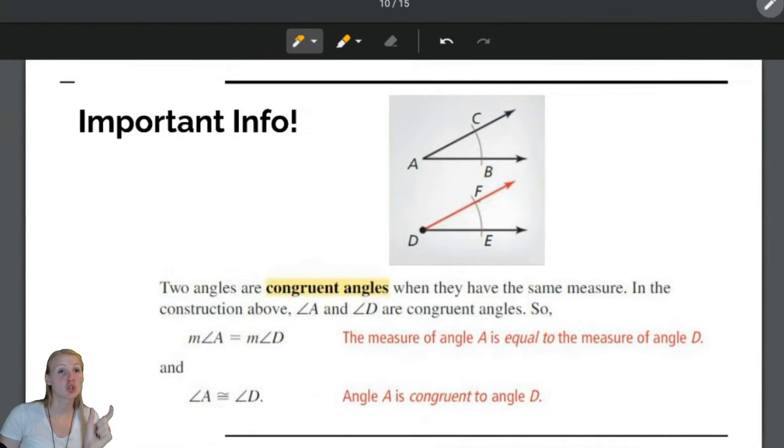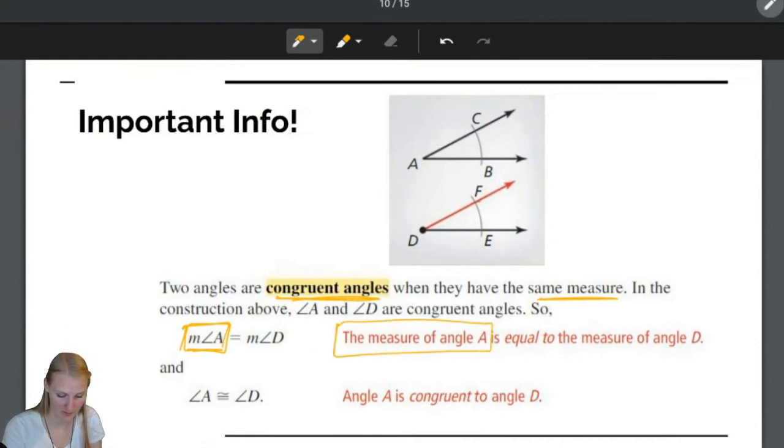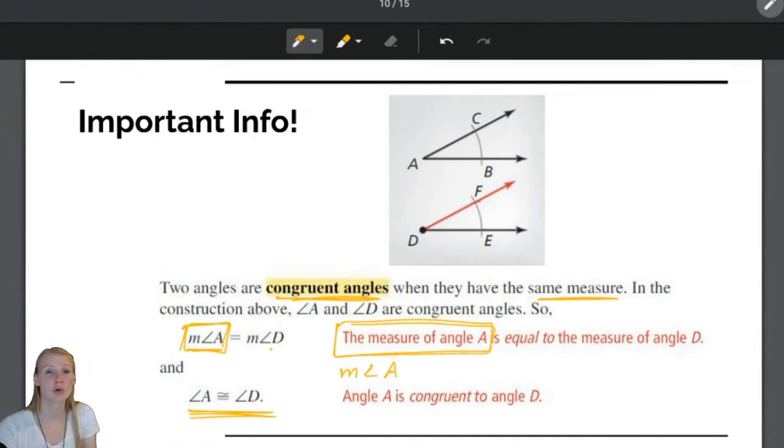Remember when we talked about congruent segments had the same length or had the same measure? Well, congruent angles have the same measure too. So if the measure, that's what this means. This means the measure of angle A. So when we write M, angle A, it means measure of angle A. So how many degrees? And when we say measure of angle A equals measure of angle D, that means angle A is congruent to angle D. And remember that that's what this symbol means.